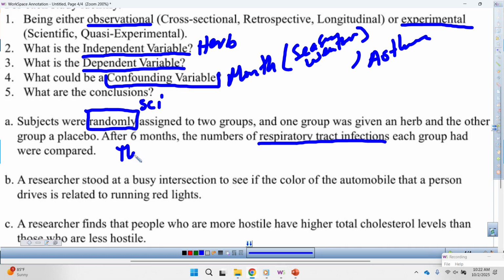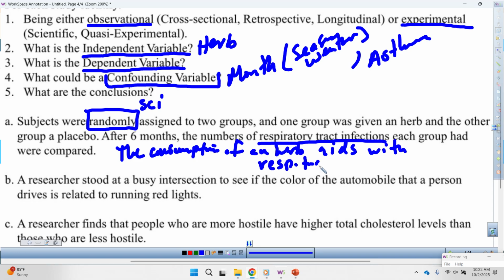How about the consumption of an herb aids with respiratory tract infections? All right. So that was A. Let's go to B. Focus, please. B.